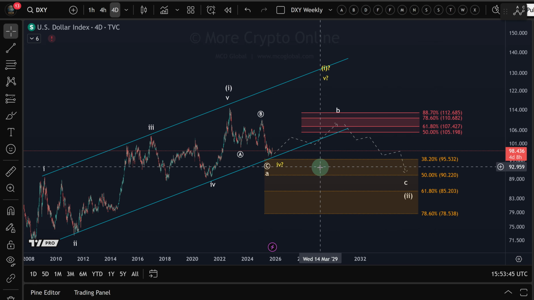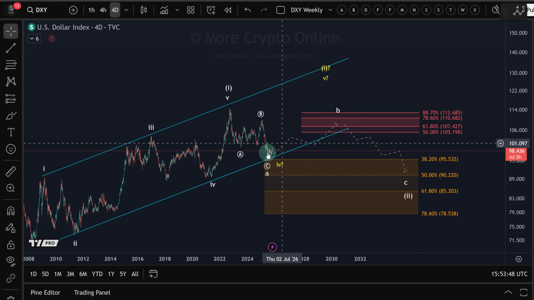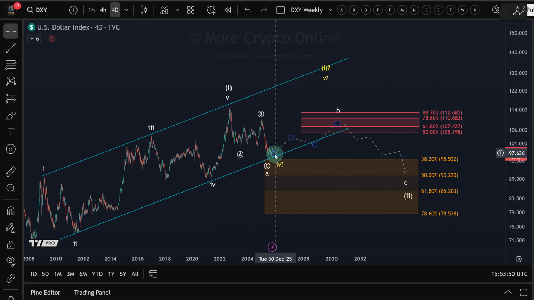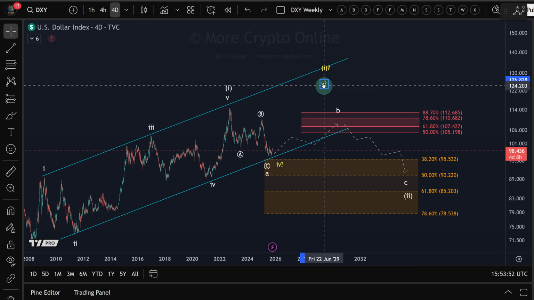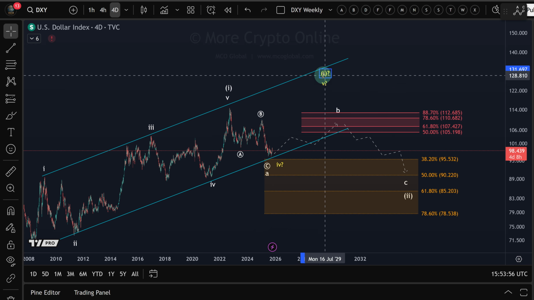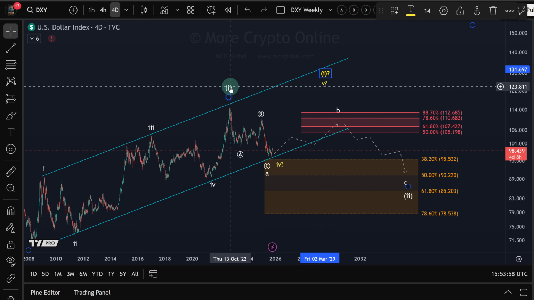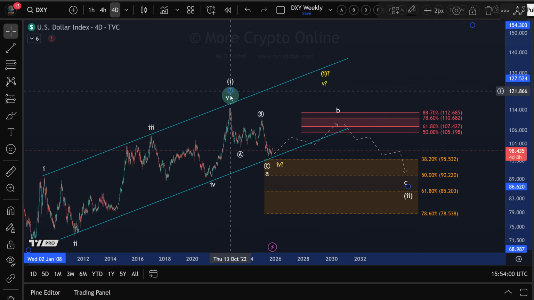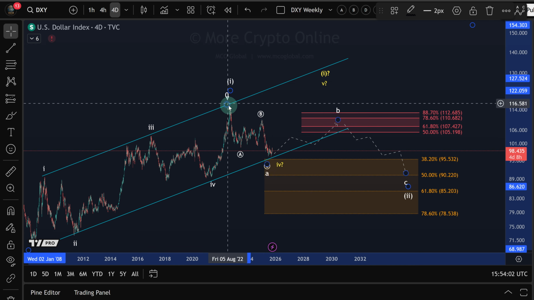Now, in an alternative scenario, if the rally starts, which is not very clear yet, then the next move to the upside could also lead us higher to new highs in an extension of this wave 1, which in the white scenario presumably formed the top already in 2022.